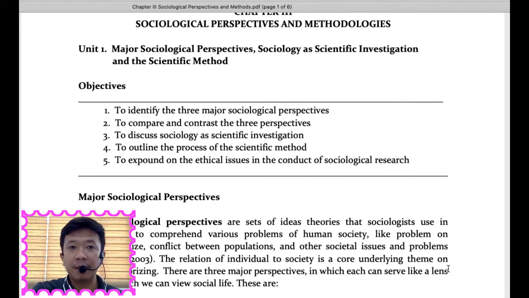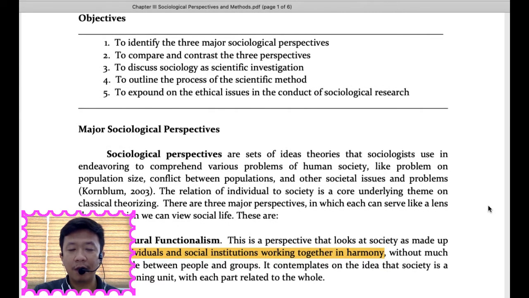Fourth is for us to be able to at least review, no? Alam na natin ito, no? Yung scientific method. And of course, sociologists are guided by ethics and professional standards in the conduct of sociological investigations. So mahalaga rin na tignan natin kung ano yung mga umiiral na rules and regulations governing knowledge production in the discipline.